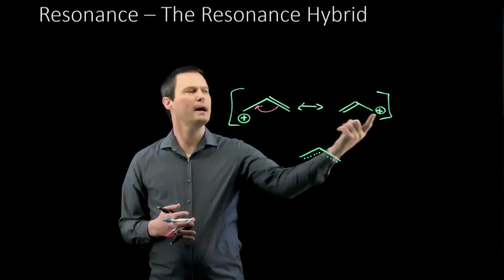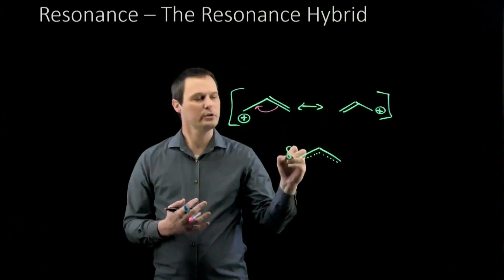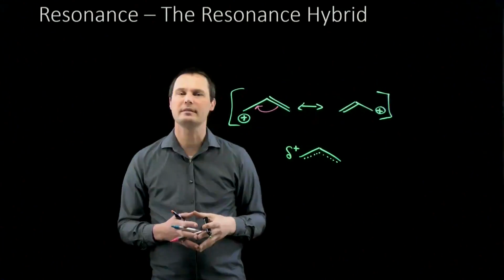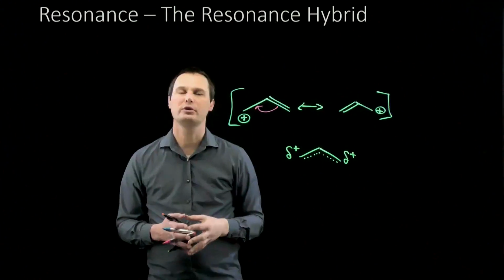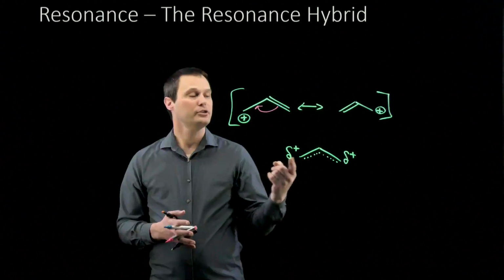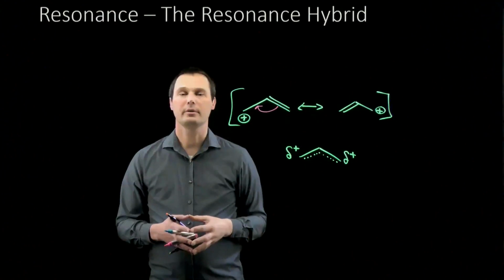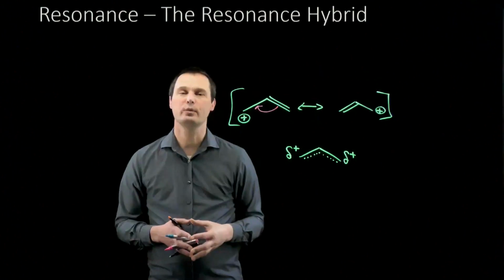There's not a full positive charge on carbon 1 or carbon 3. Instead, what we do is we draw a partial positive charge. We use this Greek lowercase letter delta to show a partial positive charge on carbon 1 and a partial positive charge on carbon 3. Collectively, we have one full positive charge. It's just distributed between carbon 1 and carbon 3. And this is the resonance hybrid. This is the weighted average of these 2 resonance contributors.